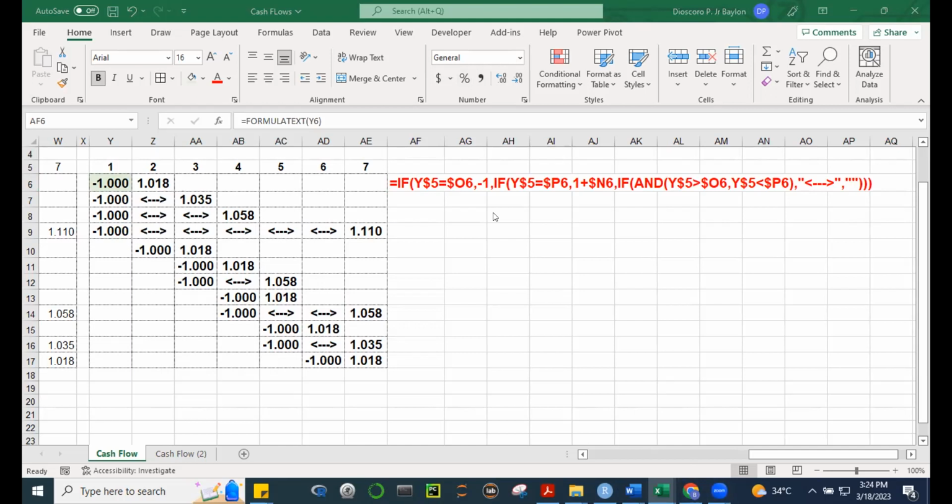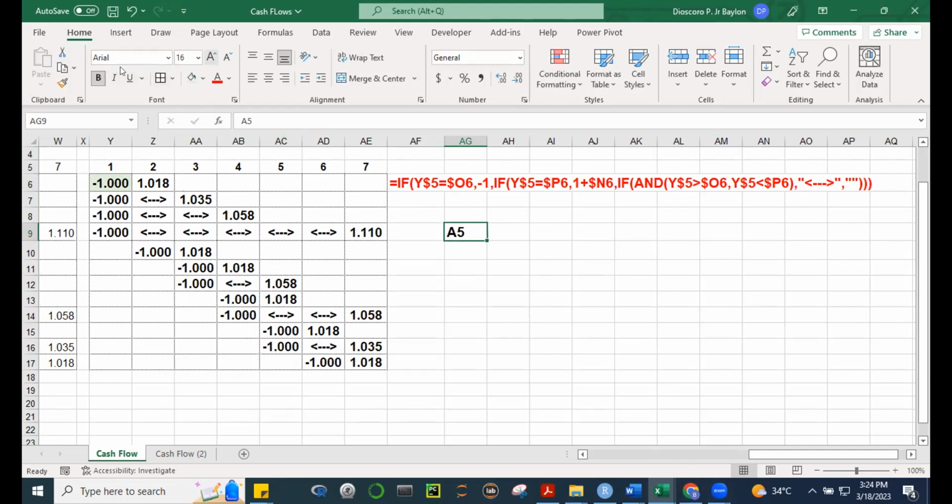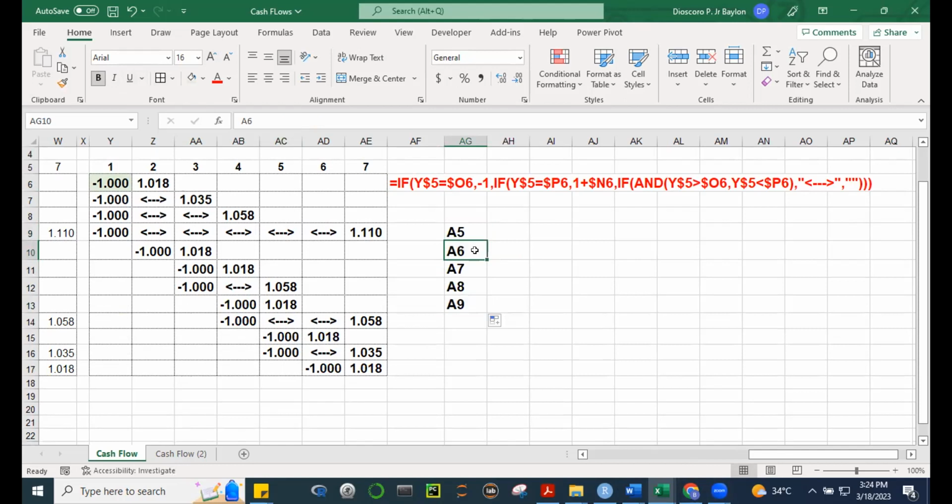Thank you, Rex. That's a good question. Okay, so let's suppose you have this cell address A5. So you have this cell A5. Let's copy this here. Wait, no.